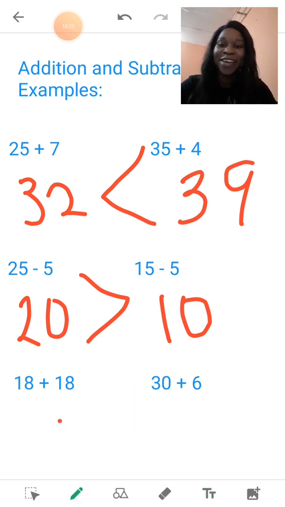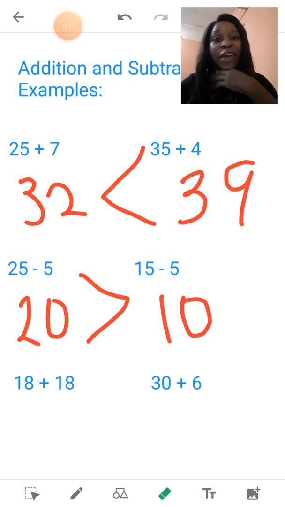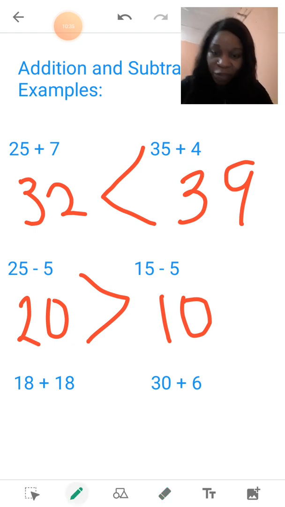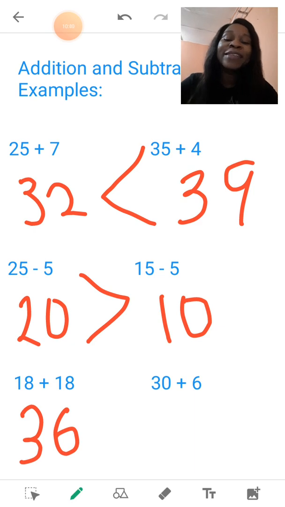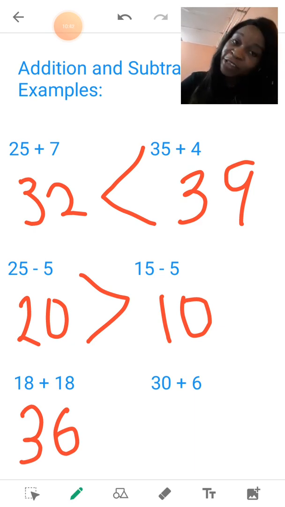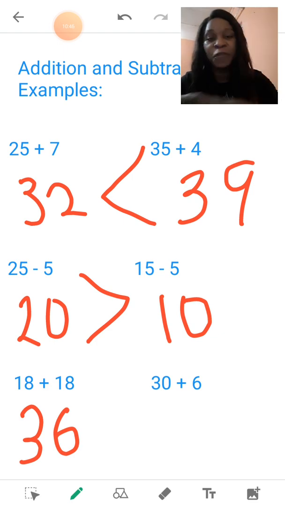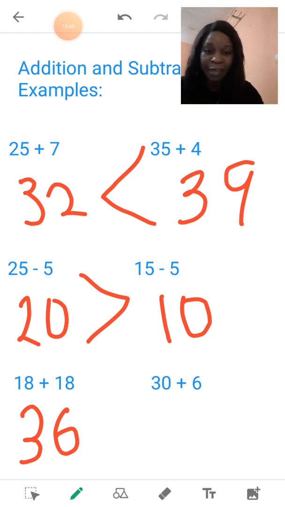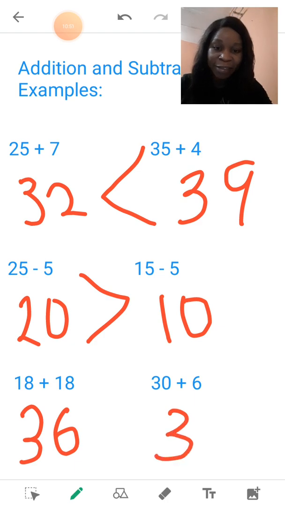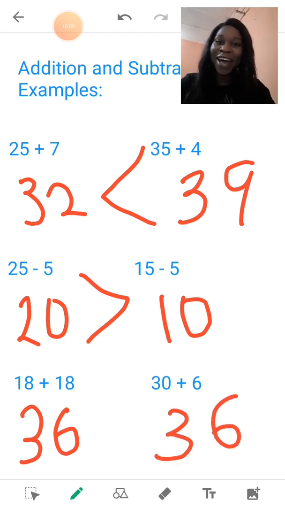Good job. Now look at this example. What is 18 plus 18? It's just 18 plus 18 means what is the double of 18? So the double of 18 is 36. So I write 36. And then 30 plus 6. 36, 31, 32, 33, 34, 35, 36. And I have my 36. Ta-da! They look the same.